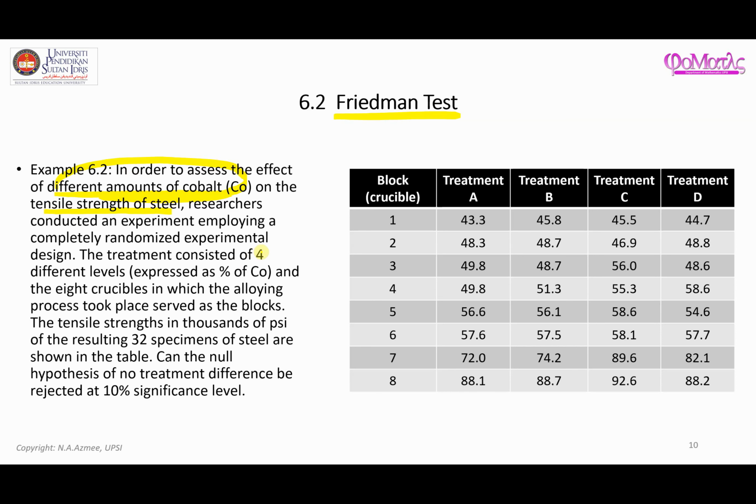Here the treatment consisted of 4 different levels expressed as the percentage of cobalt, and the 8 crucibles in which the alloying process took place served as the blocks. So the blocks here are the 8 crucibles given here. The tensile strength in thousands of psi of the resulting 32 specimens of steel are shown in the table. Can the null hypothesis of no treatment difference be rejected at 10% significance level?